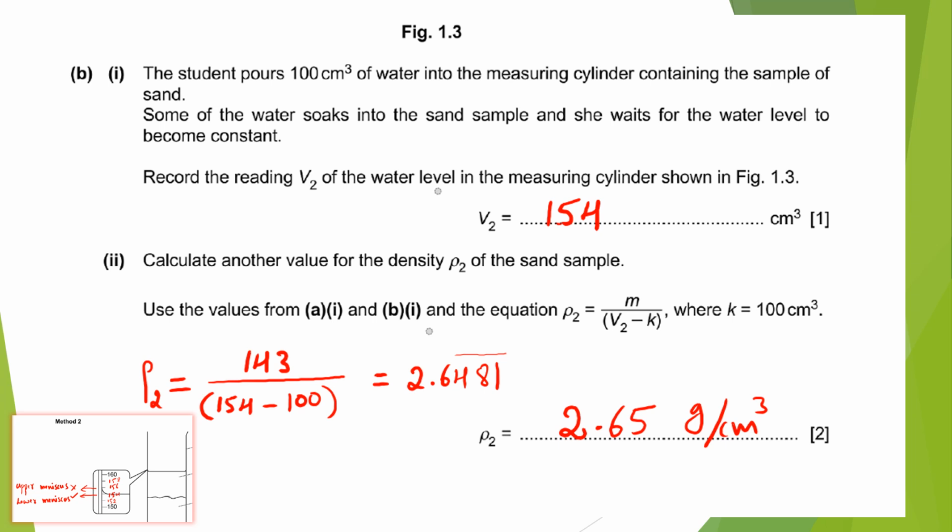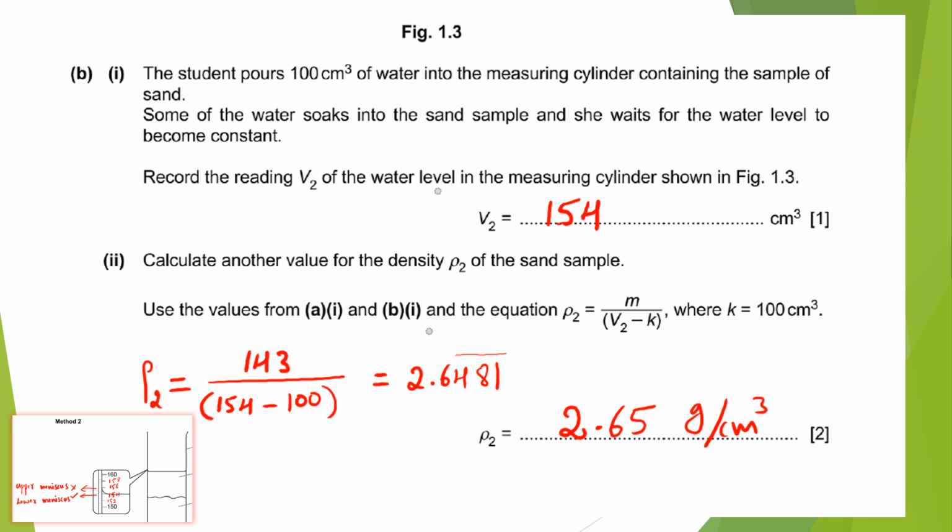calculate another value for the density rho 2 of the sand sample. Use the values from A1 and B1 and the equation rho 2 is equal to m upon V2 minus k, where k is equal to 100 centimeter cube. So once again, the density formula is clearly already given, and the k value is also given. So just substitute the values without any errors and find out the answer.